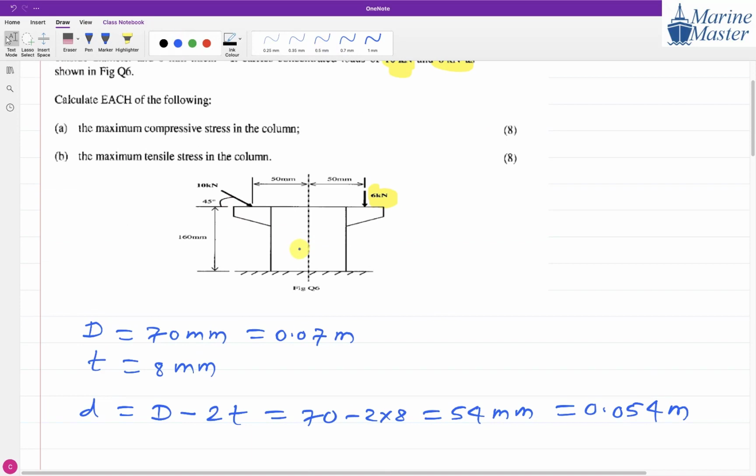Now if you observe, this 10 kilonewton is an inclined one. Whenever we have an inclined force, guys, we have to replace that inclined force by its components. You remember that basic theory video, guys? I told you. If you have not watched that video, please watch it once again. Then only you will understand the concepts of components, everyone.